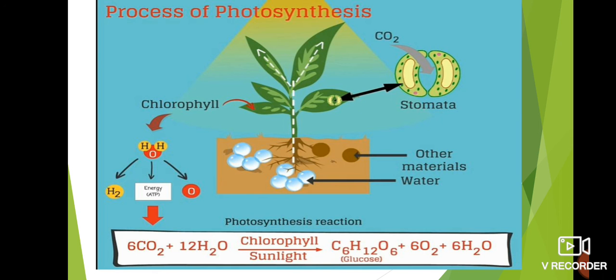And chlorophyll, a green pigment present in chloroplast, absorbs sunlight, and this energy, meaning light energy, gets converted into chemical energy here. This light energy makes water molecules split into hydrogen and oxygen, releasing energy in the form of ATP, adenosine triphosphate. This energy is used for the reduction of carbon dioxide into carbohydrates. Understand?